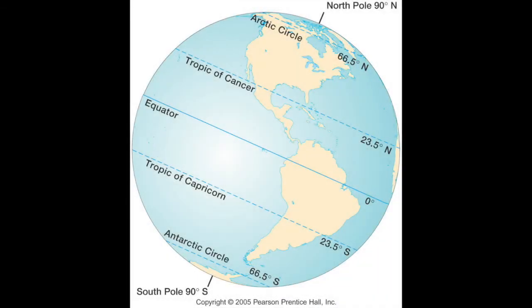We've learned the 7 important parallels. We know their names, we know their degrees, and we're going to make sure that we feel really good about the significance of these because it's important to understand these to fully understand the revolution of Earth around the sun and its relationship to seasons.